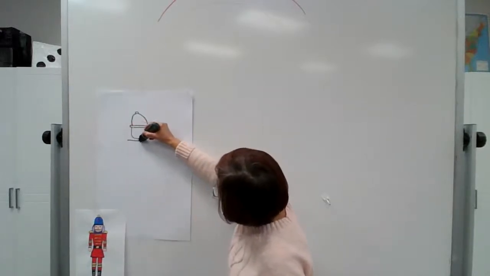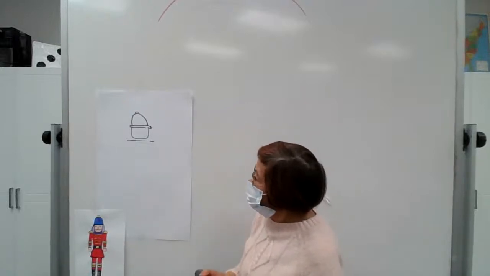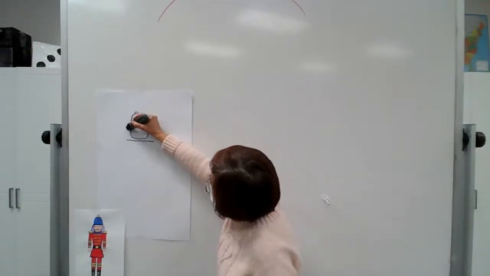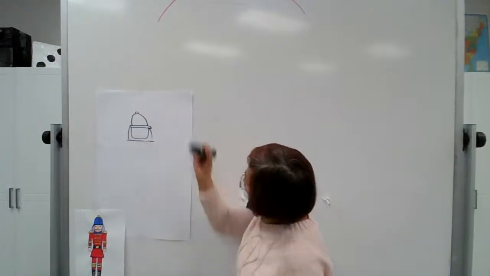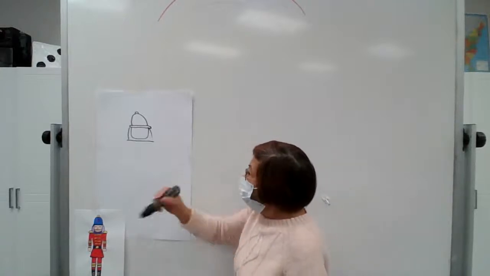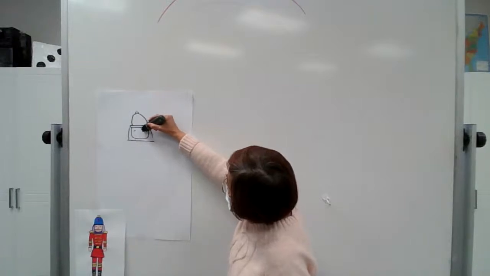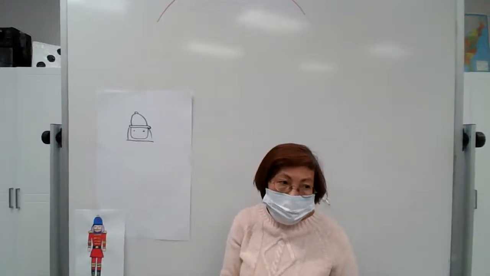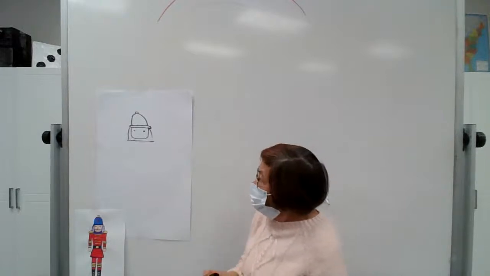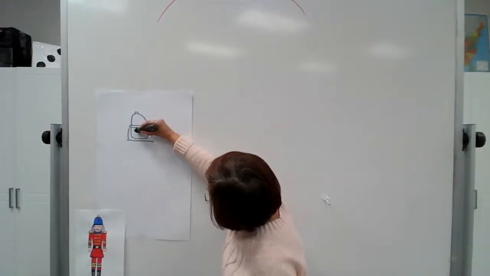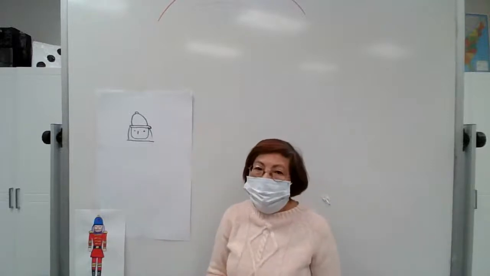So let's see. One line right here. Okay, so we draw his hair. He has long hair, like this. Okay, you can draw the eye right now, right? The eye, you just have a circle like this. Okay. The nose, you just have a... Okay, that's the nose.